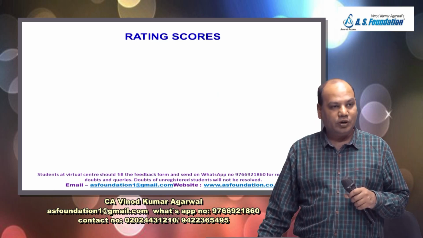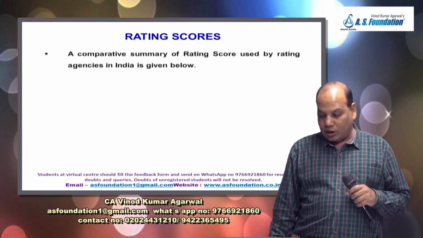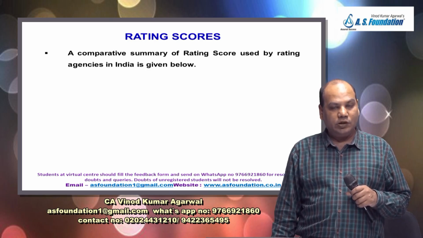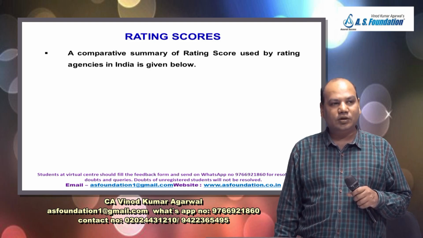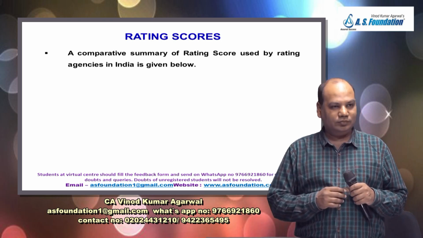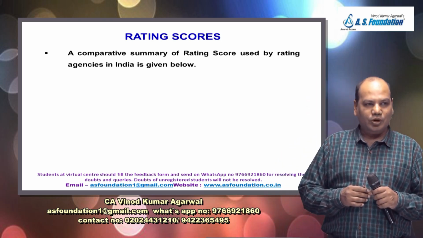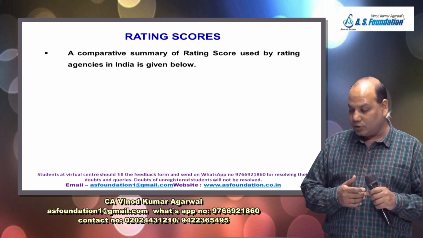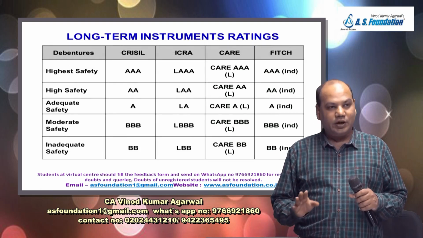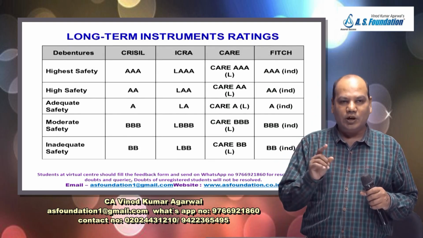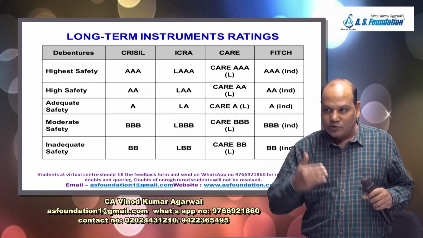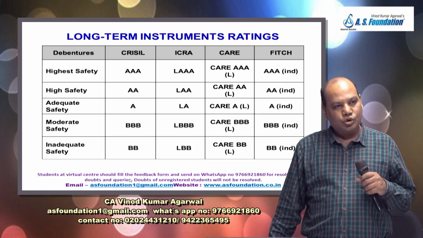Now something very important and interesting. After the rating is over, there is a convention of assigning a credit rating score or credit rating symbol. You can either call it score or you can call it credit rating symbol. Okay. So what I have done, I have divided these credit rating symbols into three categories. In your ICI material, only one category is mentioned, long-term instrument. But I have also mentioned medium-term instrument and short-term instrument.